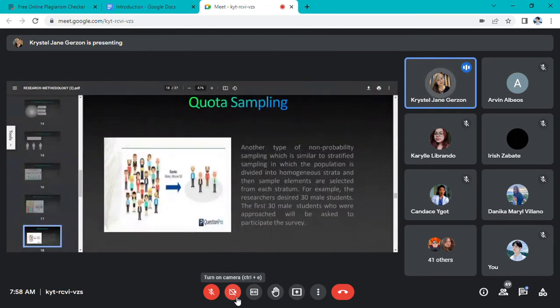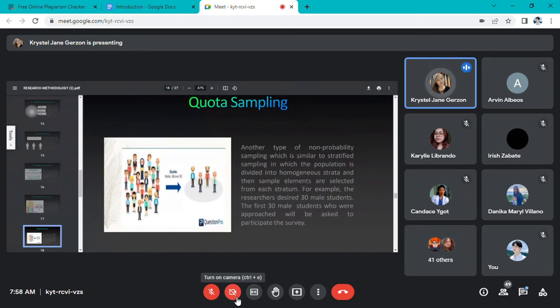There's also what we call quota sampling. It is another type of non-probability sampling, which is similar to stratified sampling, in which the population is divided into homogeneous strata. Then the sample elements are selected from each stratum. For example, the researchers desired 30 male students. The first 30 male students who are approached will be asked to participate in the study.